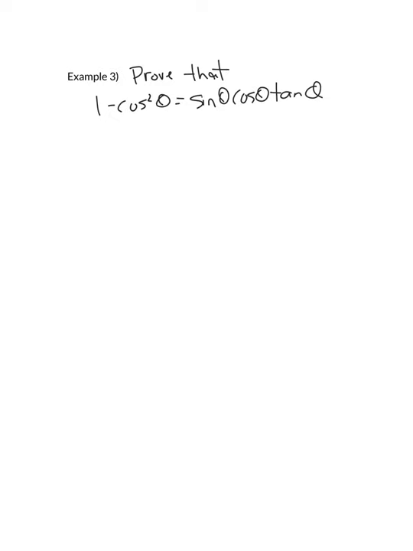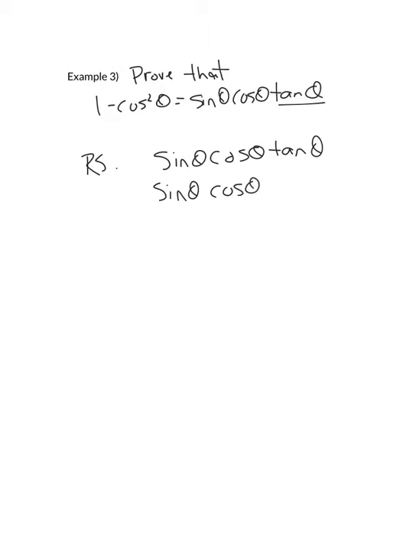Our last example is a little bit trickier. We're proving that 1 minus cos squared theta is equal to sine theta, cos theta, tan theta. So I'm going to go ahead and start working with my right-hand side. And I'm going to switch out that tan theta. We know that that's a rule. So I'm just going to rewrite it first. So sine theta, cos theta, tan theta. And so on the next line, I'm going to be left with sine theta, cos theta, and then I'm going to switch that tan to sine over cos.